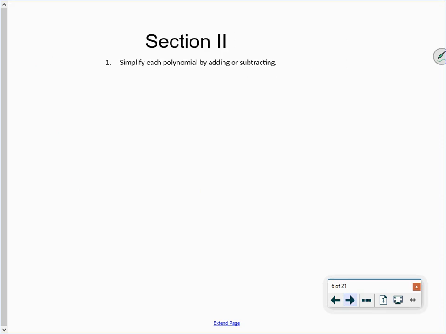So that was section 1. Section 2 is simplify each polynomial by adding or subtracting. And the big thing here is that when we add and subtract polynomials, exponents do not change.